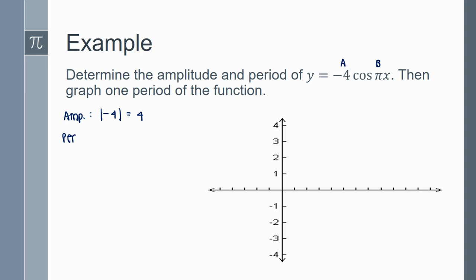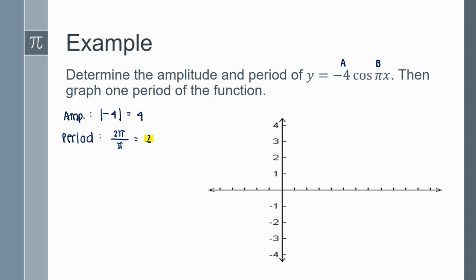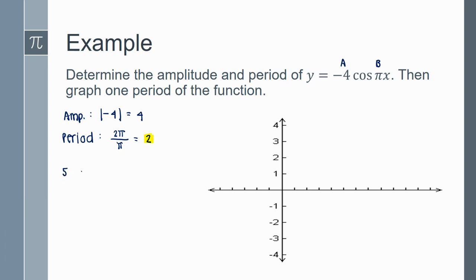The period is going to be 2 pi divided by the absolute value of b. Well, b is positive. It's a positive pi. So notice that this time, 2 pi divided by pi, my period actually is just a number, not with pi. It's just 2. All right, so now using this information, we can do our 5 critical points.